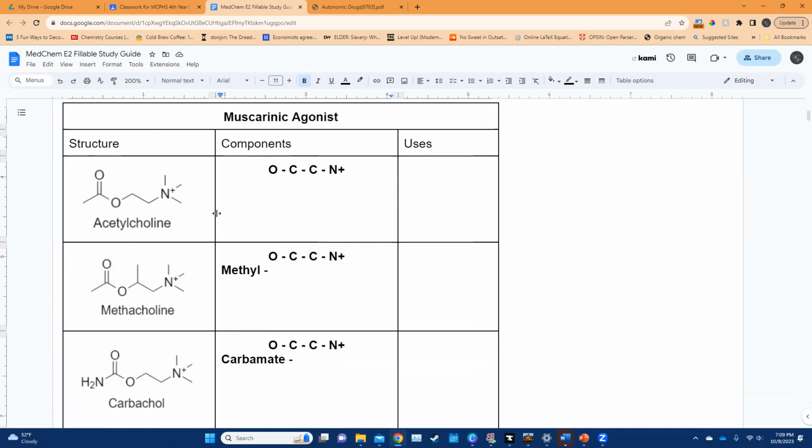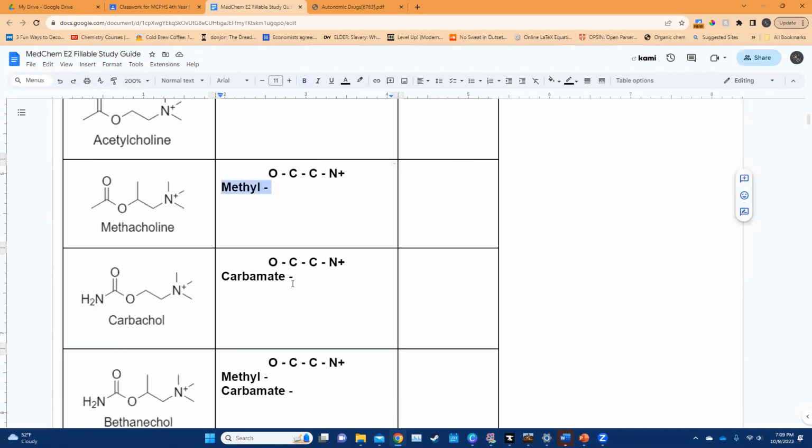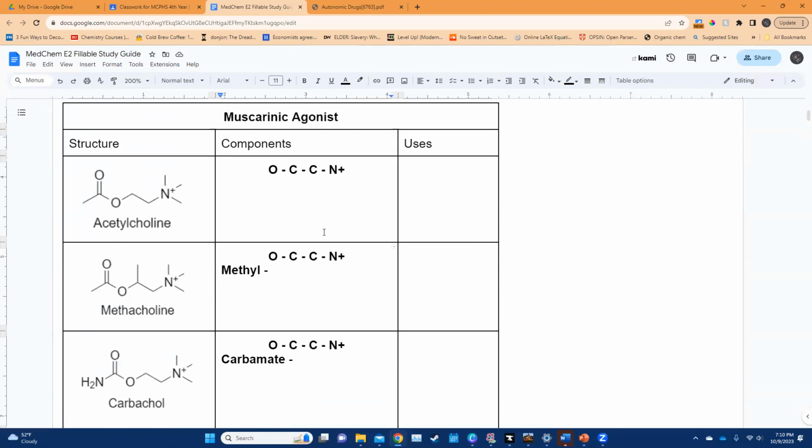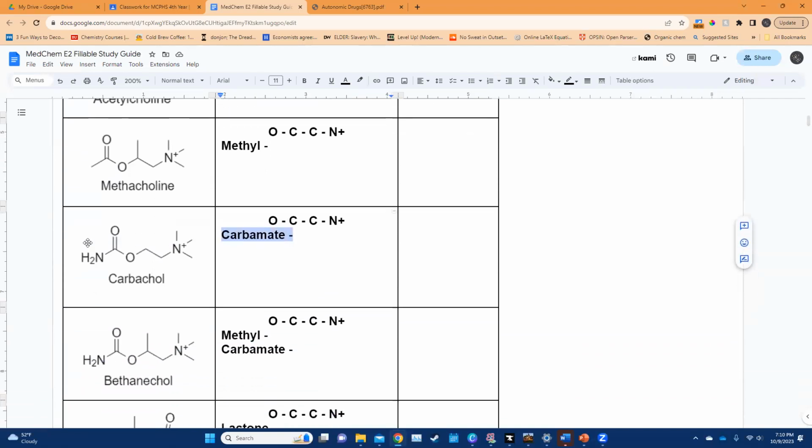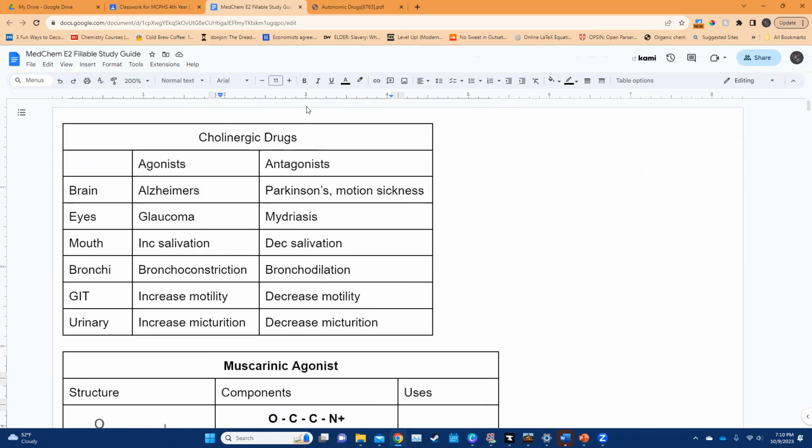So all you really need to do is memorize the backbone and then how the different modifications of the backbone cause the same changes. What's really important to know is that if you have a carbamate in one drug, it's going to act exactly the same as a carbamate in another drug. So you don't need to memorize what a carbamate in carbachol does. It does the same thing that a carbamate anywhere would do. So I highly, highly recommend going through and using this guide.